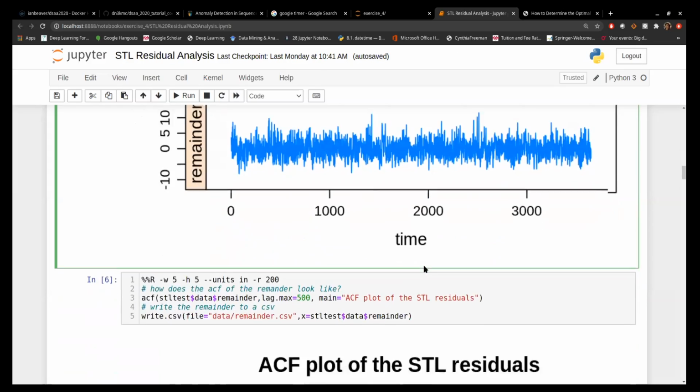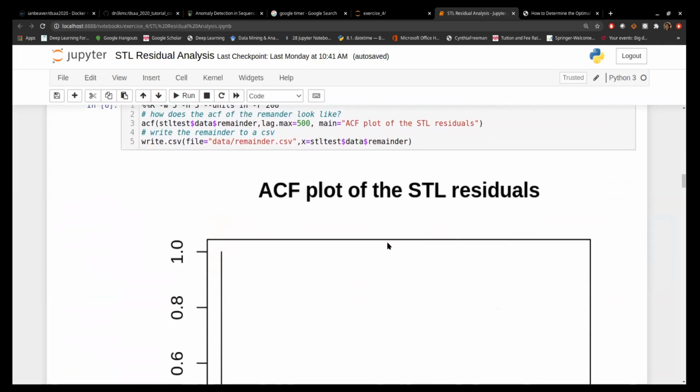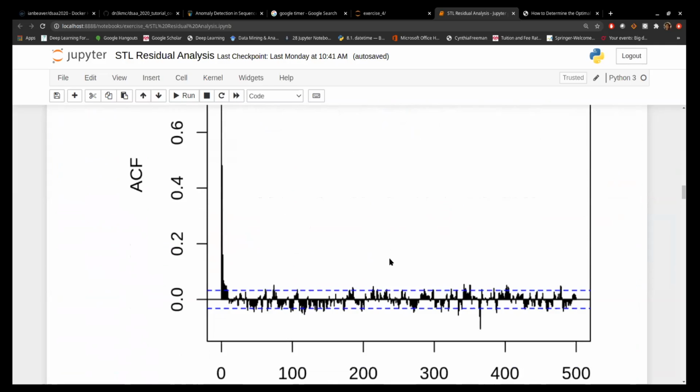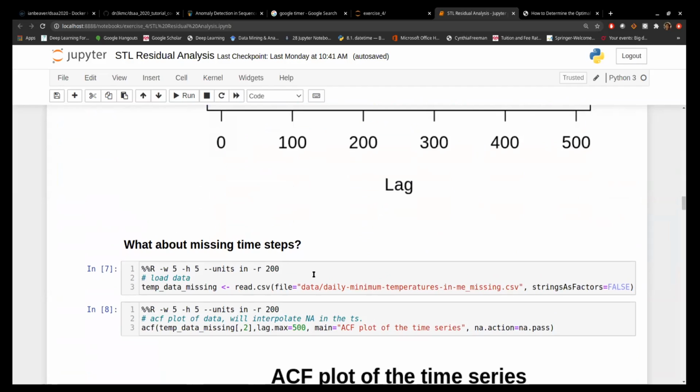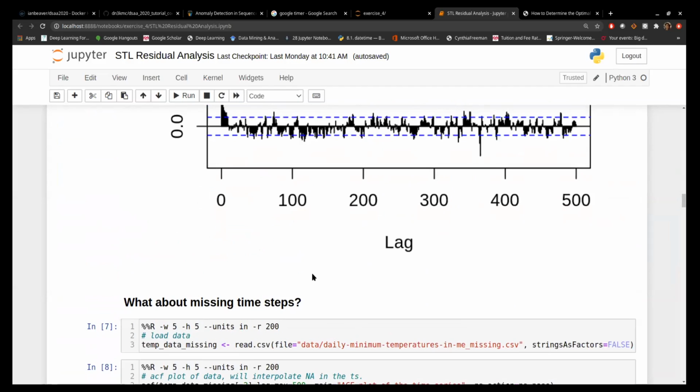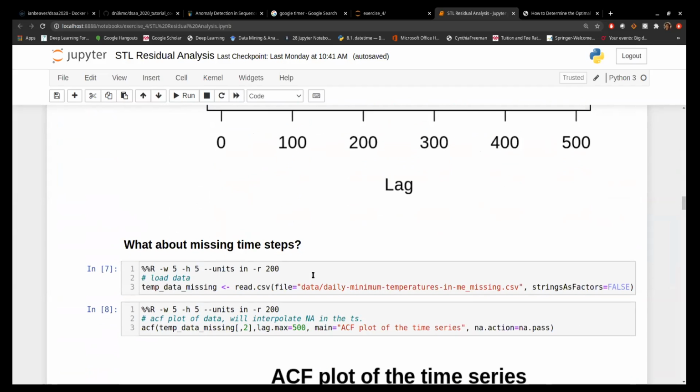So I analyze the autocorrelation plot of those residuals. And indeed, more lags are within the confidence interval. So I decided to write the remainders to a CSV for later analysis. Now I'm going to do this again, but I'm going to remove some data points in the temperature data set. I'm just doing this because I want to demonstrate some of the power of STL+.